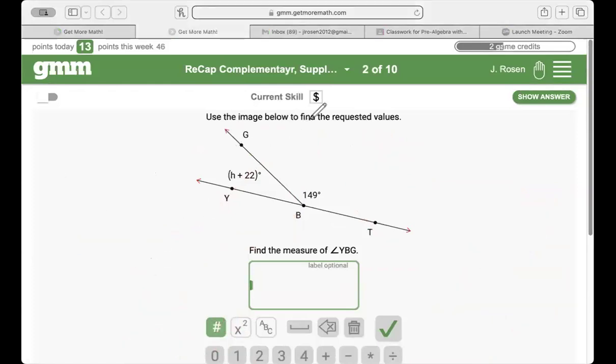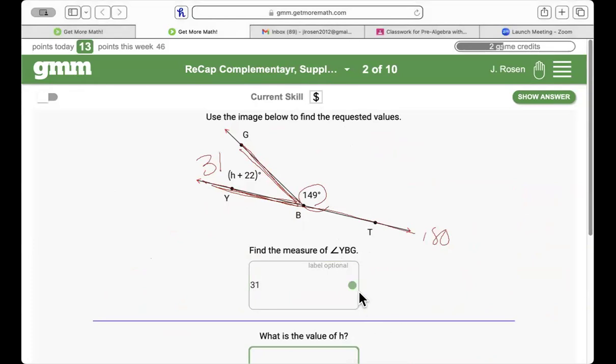Okay, this one here, it says find the requested values. So it wants the measure of YBG. So YBG is here. Okay, so hopefully we know that this is called a supplementary angle, right? It's going to equal 180. And we know if this piece is 149, we can just do 180 minus 149, and that gets us 31. So we can just put that in here, 31. And then it wants the value of H. So I would just go with the easiest piece, which is that right there. H plus 22 equals 31. And we're going to subtract the 22. And it gets us H equals 9.